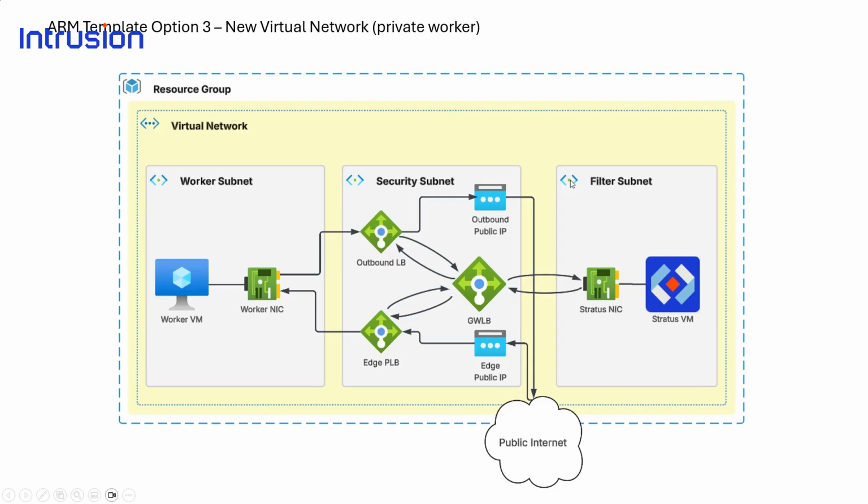To protect private workloads, we must also deploy an edge public load balancer that handles inbound traffic to the worker. But then we also need an outbound load balancer to monitor and protect outbound traffic. This mode of the template deploys the private worker subnet with a private worker, a security subnet with the edge public load balancer, an outbound load balancer working in tandem with a gateway load balancer, which forwards traffic to the filter subnet running the Shield Stratus VM.